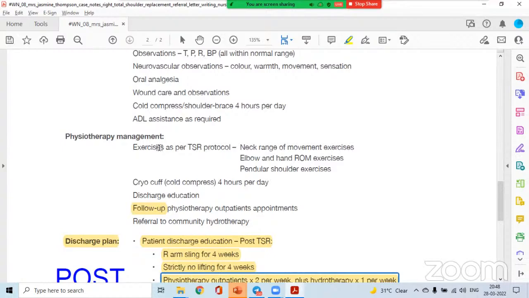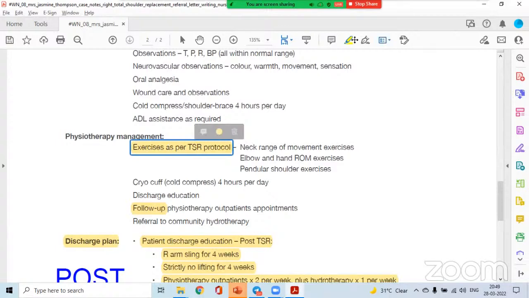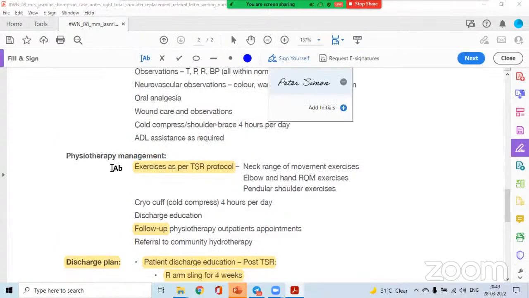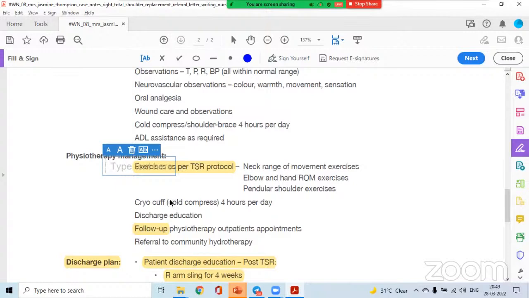So exercises as per TSR protocol. Everything is perfect. Going on well. Physiotherapy is going on well here. You can see. So this is point number four.